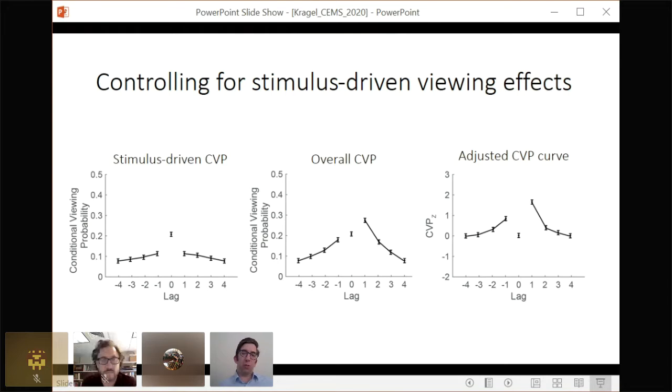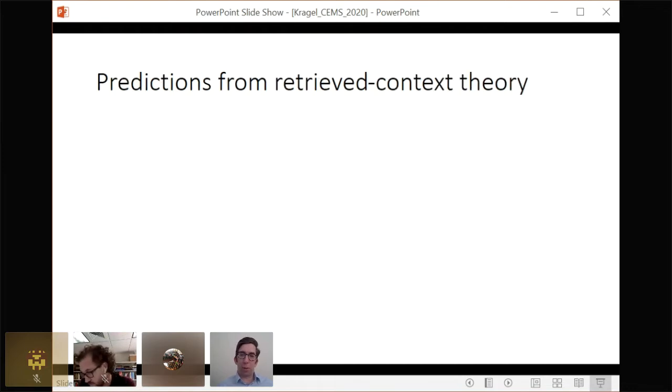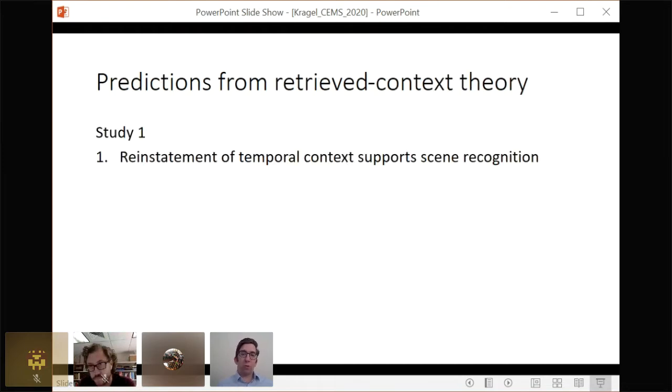So given we have these tools to see whether or not temporal context might guide viewing, we're going to test 3 predictions of retrieved context models. The idea being, if the same memory processes that drive recall organization drive viewing behavior, we should see correspondence between recall dynamics and viewing dynamics during repeated viewing. So the first prediction that we're going to test in study 1 is really straightforward. It's just, is there a contiguity effect? Does it occur more so during accurate scene recognition?